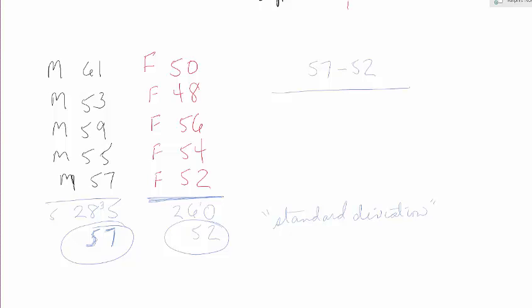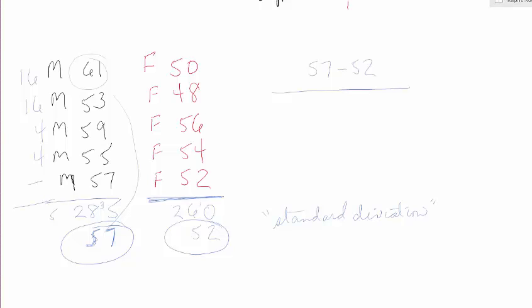So that would mean the difference between this 61 and its mean of 57 is 4. And then we would square that 4 to get 16. And the difference between 53 and 57 is 4. And we would square that 4 to get 16. And the difference between 59 and 57 is 2. We would square it, get 4. The difference between 55 and 57 is 2 units. Square it, get 4. And the difference between 57 and 57 is nil.